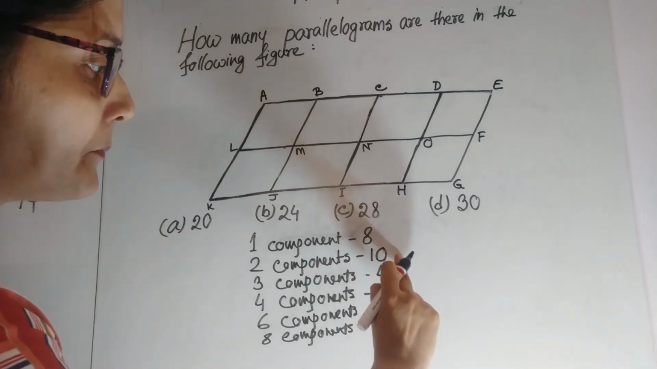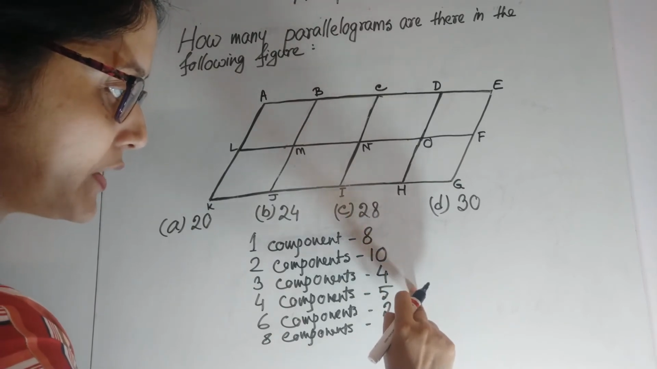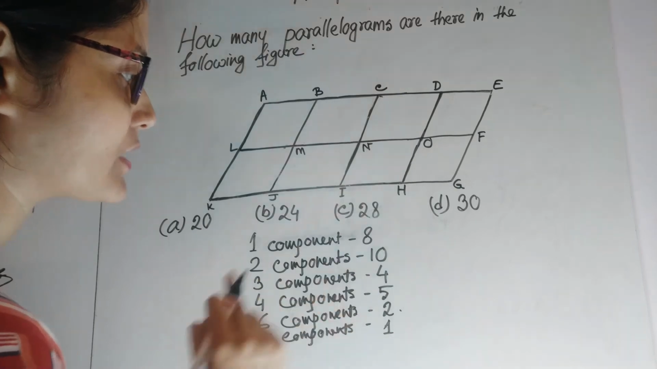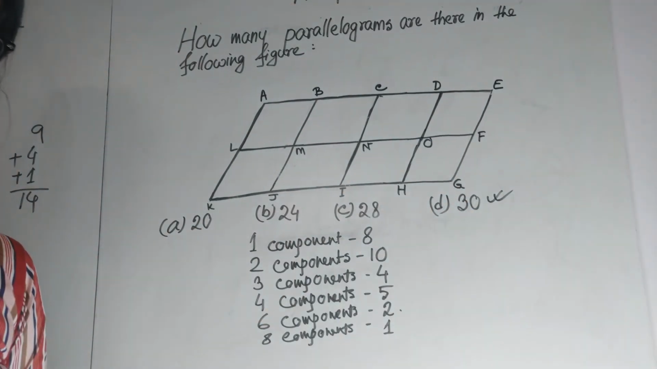Now, to get the total number of parallelograms in the figure, we need to add these numbers, like 8 plus 10, 18 plus 4, 22 plus 5, 27 plus 2, 29 plus 1, 30. Therefore, 30 will be the answer.